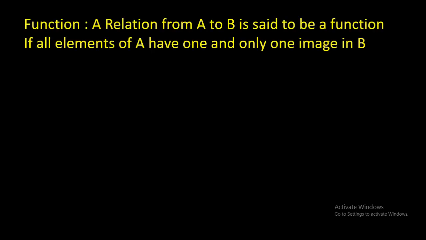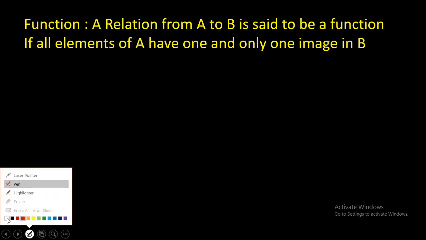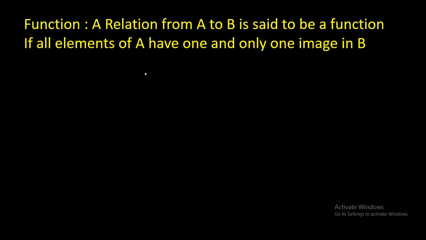Students, let us try to understand the definition of function. It is a relation from the set A to the set B, and it is said to be a function if all elements of A have one and only one image in B. All elements should have how many images in B? Only one image. Let us have an arrow diagram here so that you will understand better.